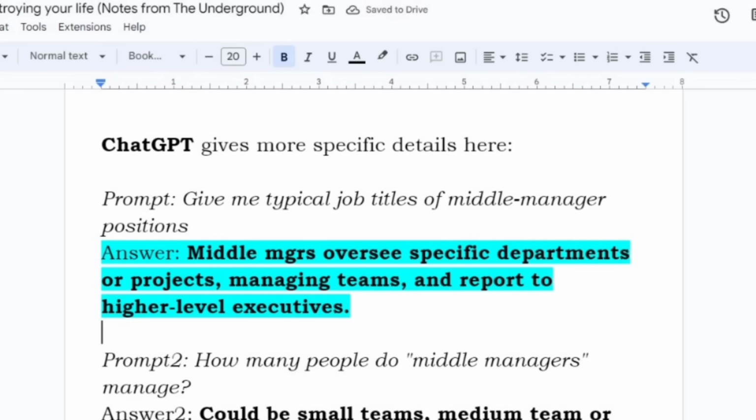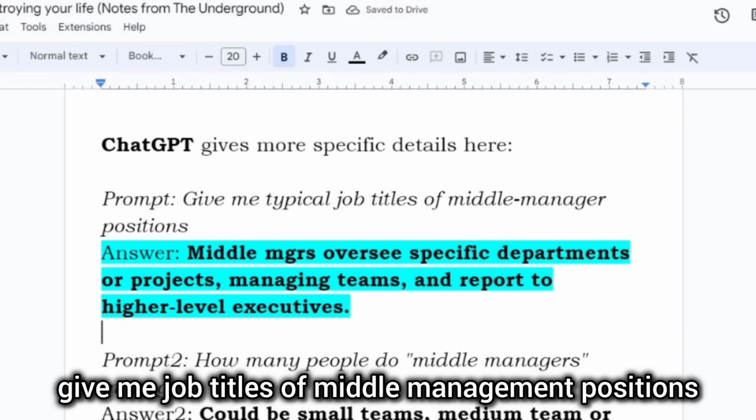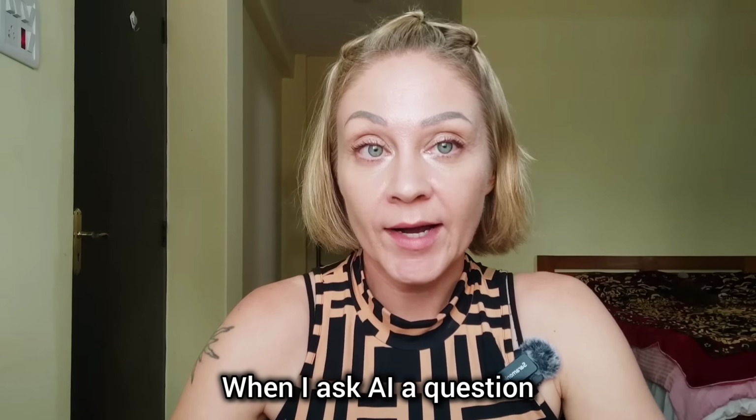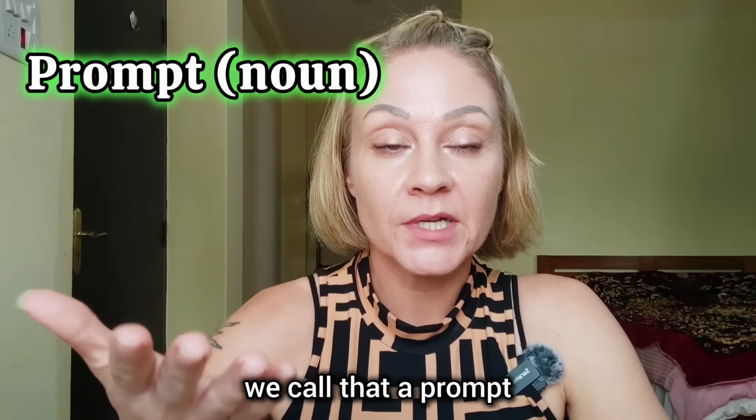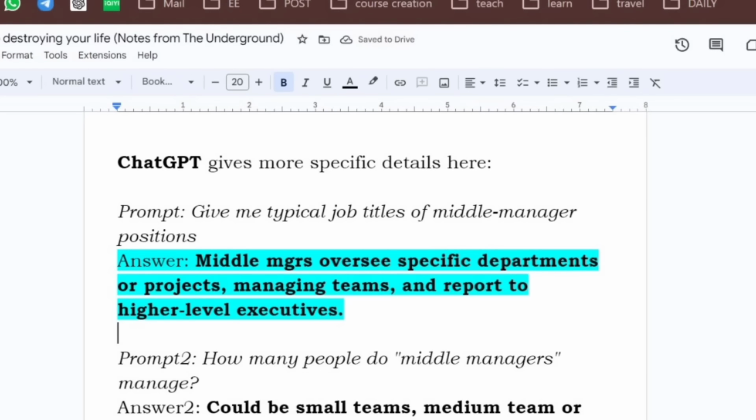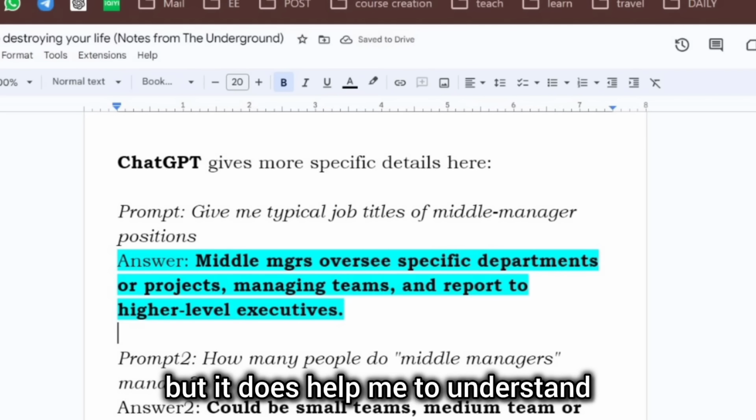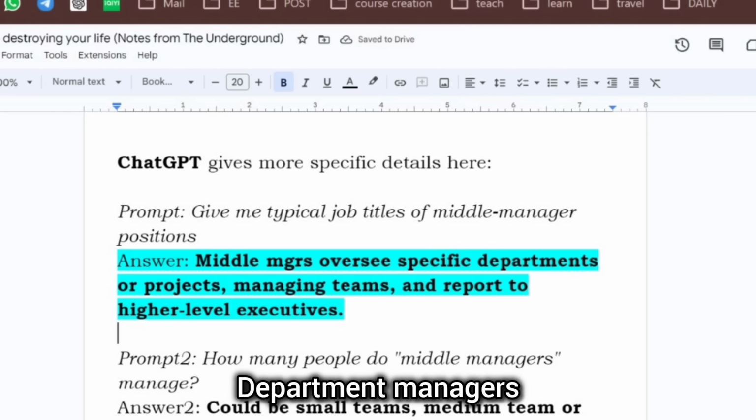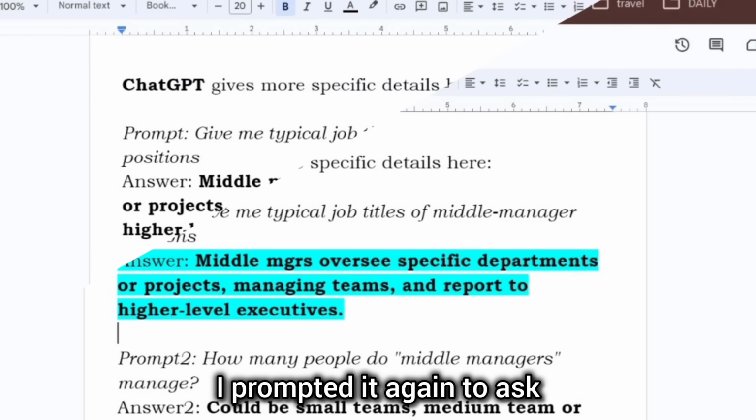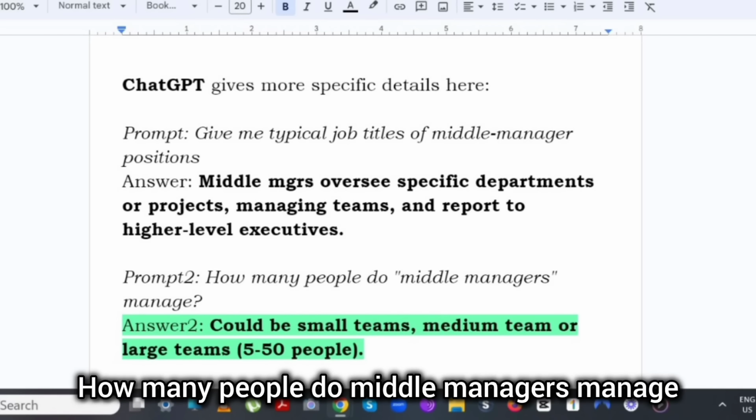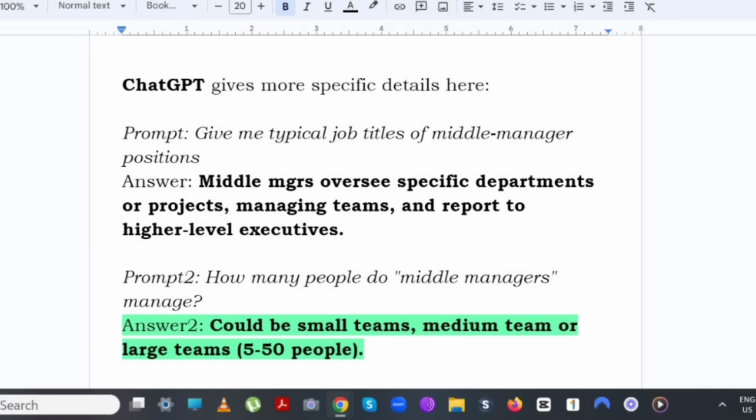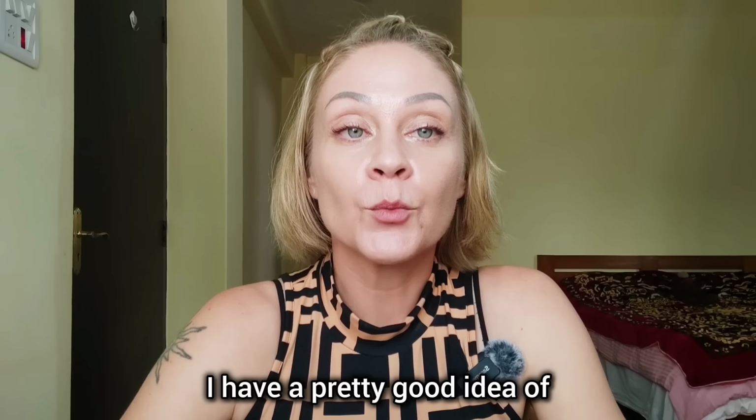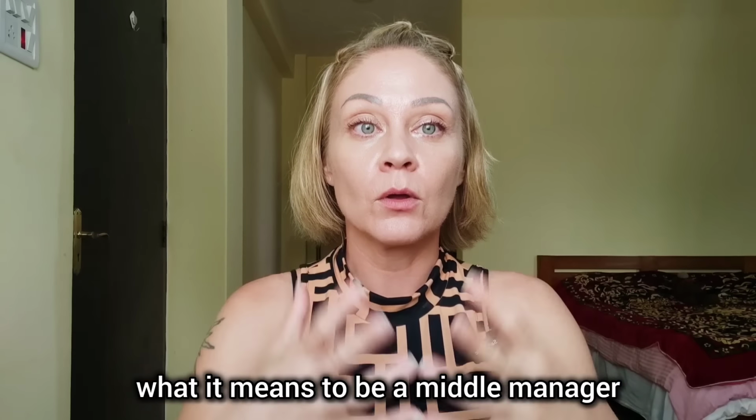My first prompt was, give me job titles of middle management positions. By the way, when I ask AI a question, we call that a prompt. I am prompting it. The answer it gave was not really direct, but it does help me to understand what jobs are middle management. Department managers, project managers, people who manage teams. I prompted it again to ask how big are these teams? How many people do middle managers manage? Okay, answer 5 to 50 people. So at this point, I have a pretty good idea of what it means to be a middle manager.